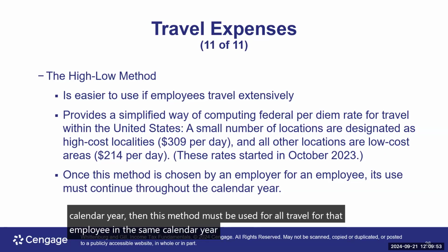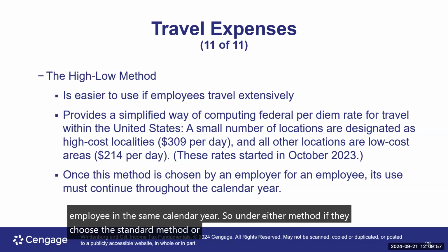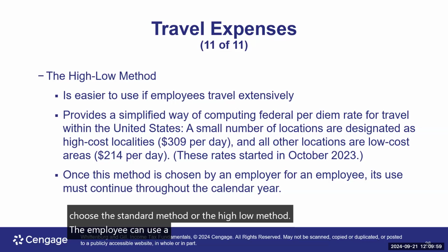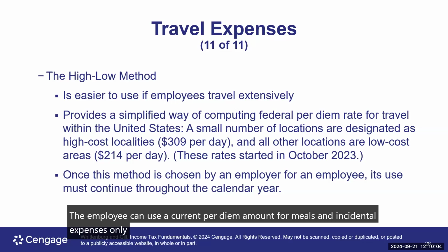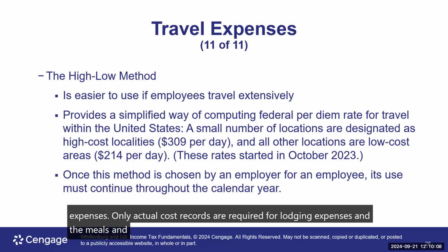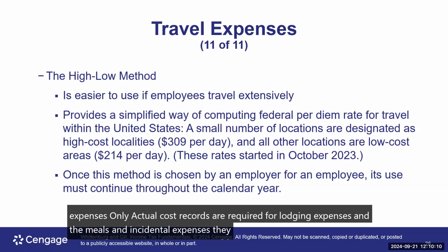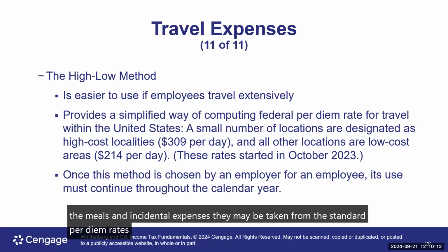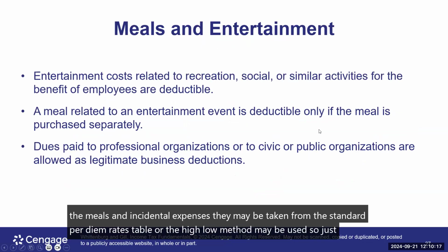So under either method, if they choose the standard method or the high-low method, the employee can use a current per diem amount for meals and incidental expenses only. Actual cost records are required for lodging expenses, and the meals and incidental expenses may be taken from the standard per diem rates table, or the high-low method may be used. So just something to keep in mind.